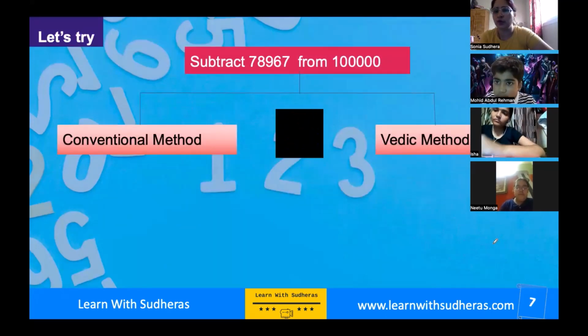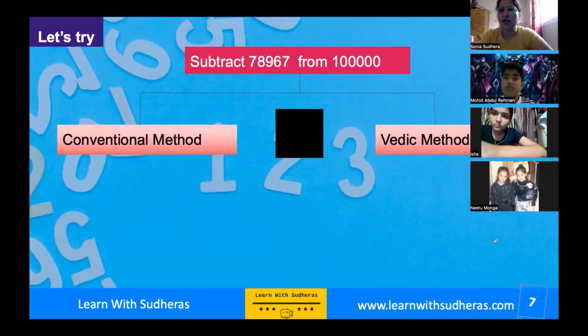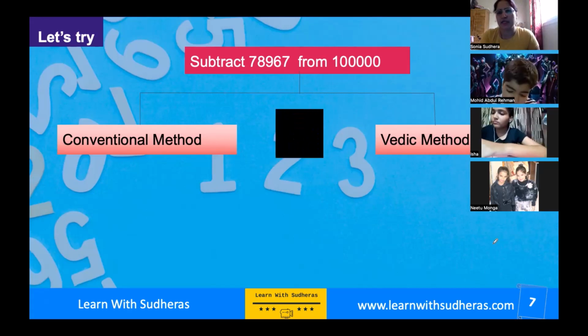This is for all of you to solve. 1 lakh minus 78967. Here also we need to apply all from 9, last from 10. So subtract all the terms except 7 from 9 and subtract 7, that is the last term, from 10.